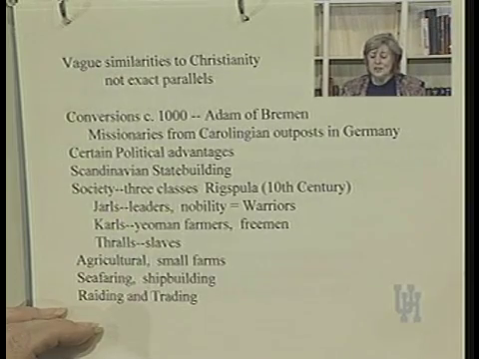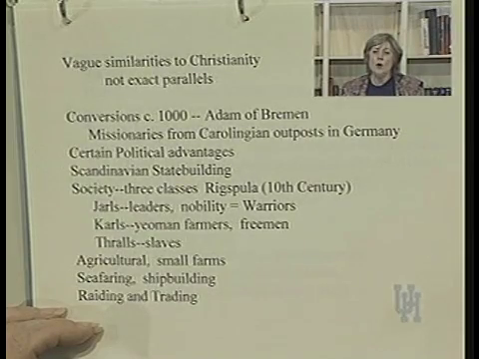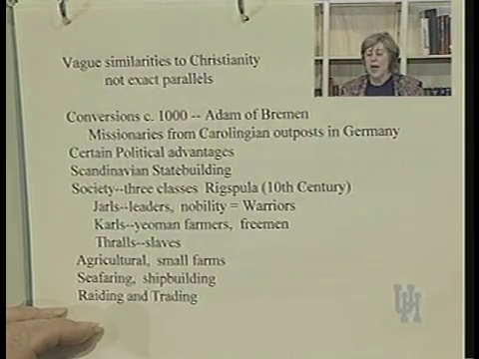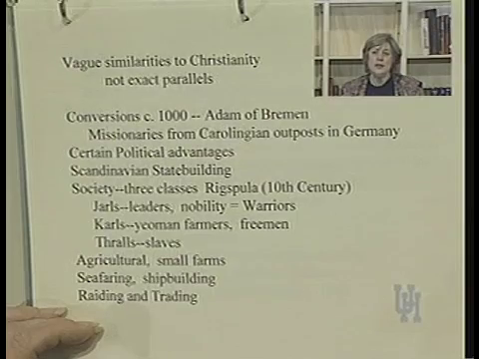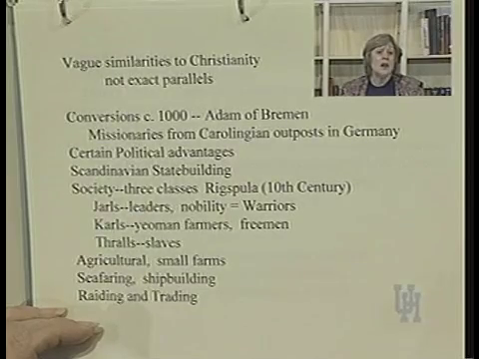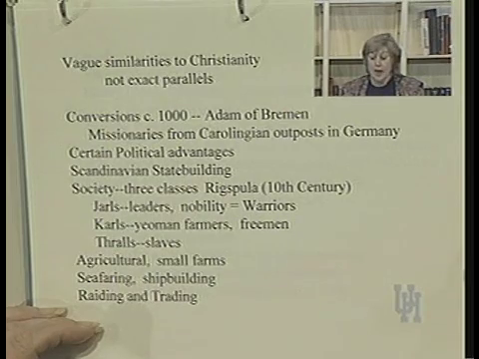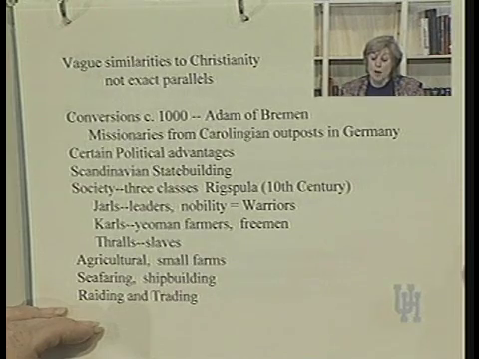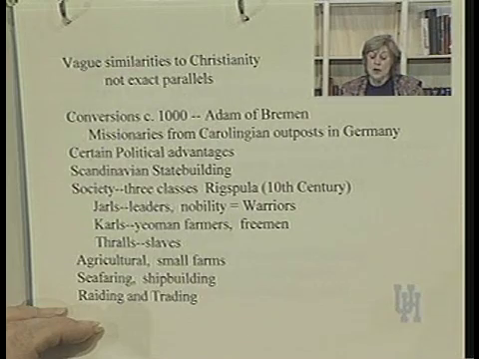The conversions of the Vikings were complete by circa 1000, and the story of that is in the Chronicle of Adam of Bremen. And Bremen is in northern Germany, where you would expect, just on the border with Denmark. And that was the site of the Christian missionaries who were launched into Scandinavia. And all of that story is in Adam of Bremen. The missionaries come from Carolingian outposts in Germany.